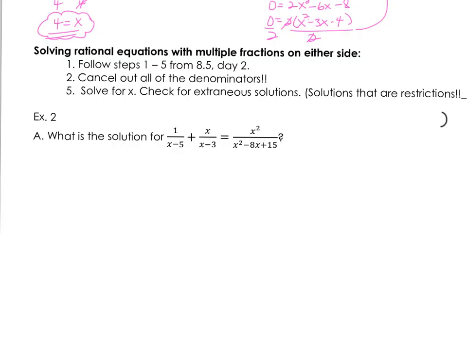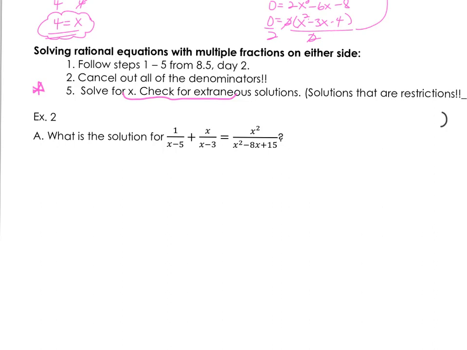If all we had to do was cross multiply, that wouldn't be too bad for a lesson. But we are going to have certain scenarios where there's multiple fractions on either side of the equation. When we see that, like the example 2 down below, we have to follow some steps that we had from 8.5 day 2. So step 1, follow steps 1 through 5 from 8.5 day 2, where we factor, state restrictions on the domain, come up with the LCM, convert each fraction, and then simplify the numerators. Yeah, it's a lot. So step 1 here is actually steps 1 through 5 from 8.5 day 2.